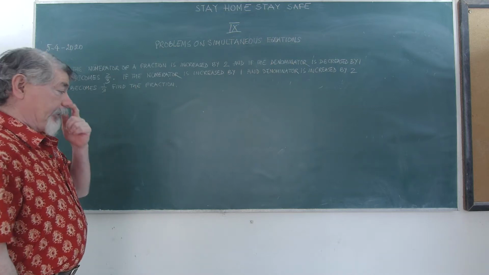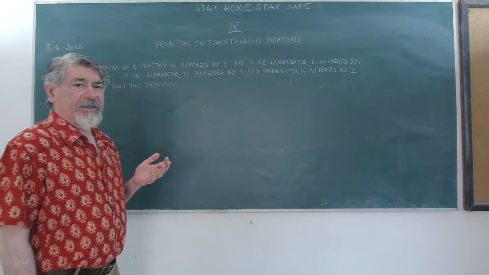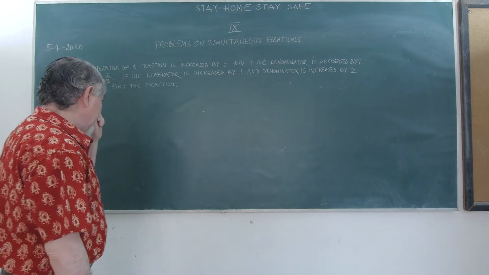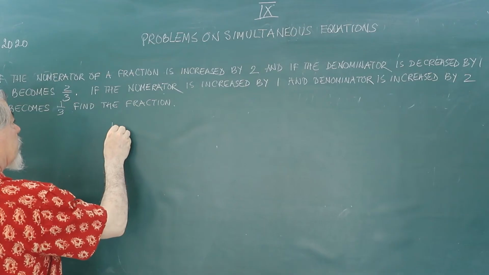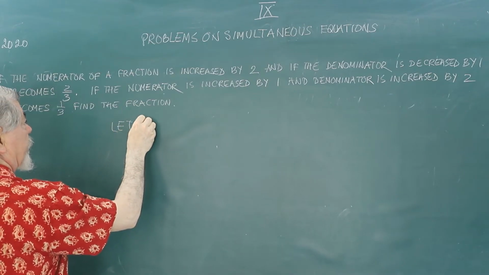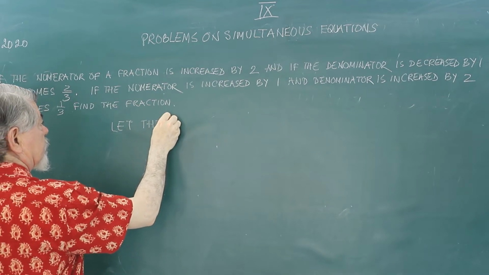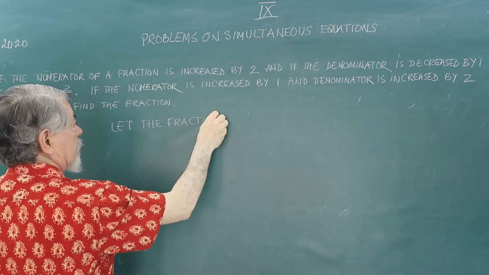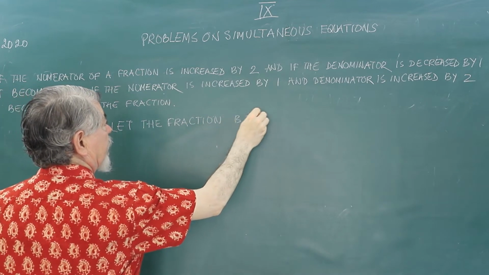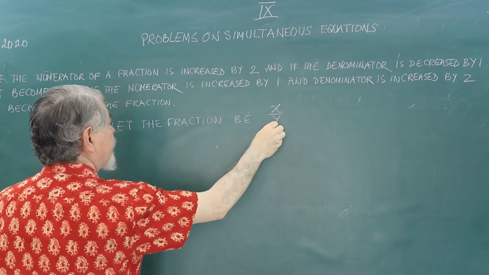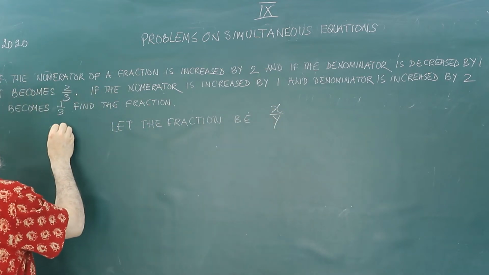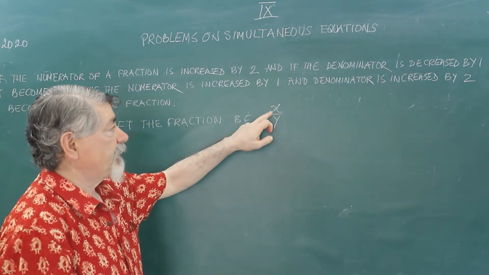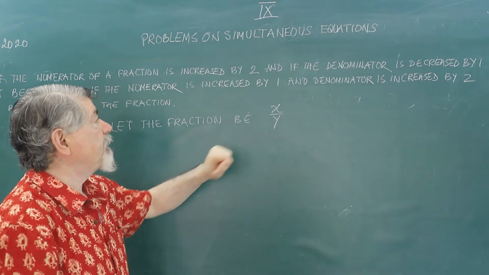Find the fraction. In all these questions where we have to calculate either a number or a fraction or age or whatever, we assume let the fraction be x upon y. Fraction will be always in the form of numerator divided by denominator.